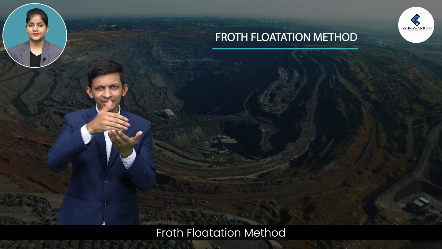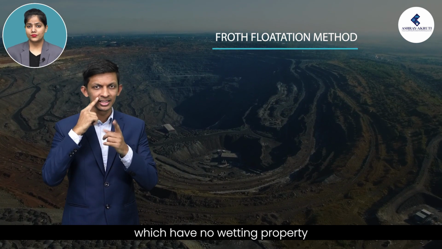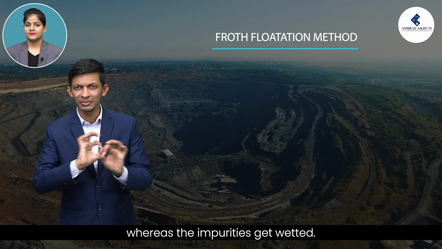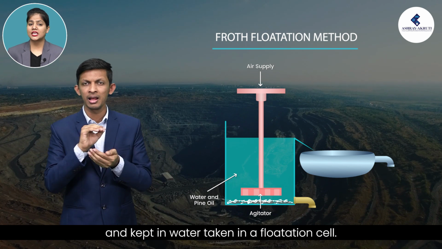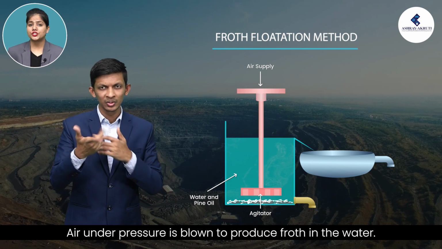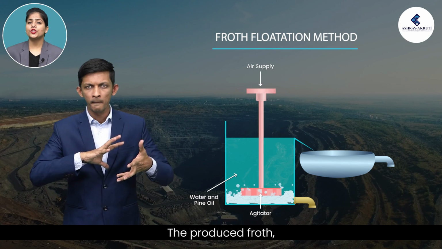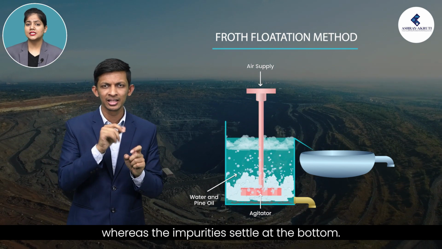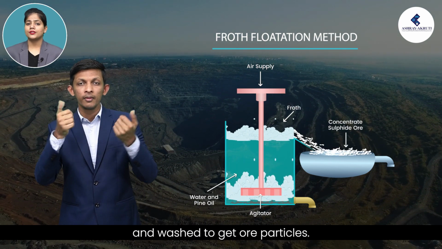Fourth, flotation method. This method is mainly useful for sulfide ores, which have no wetting property, whereas the impurities get wetted. The ore with impurities is finely powdered and kept in water taken in a flotation cell. Air under pressure is blown to produce froth in the water. The produced froth takes the ore particles to the surface, whereas the impurities settle at the bottom. The froth is then separated and washed to get ore particles.